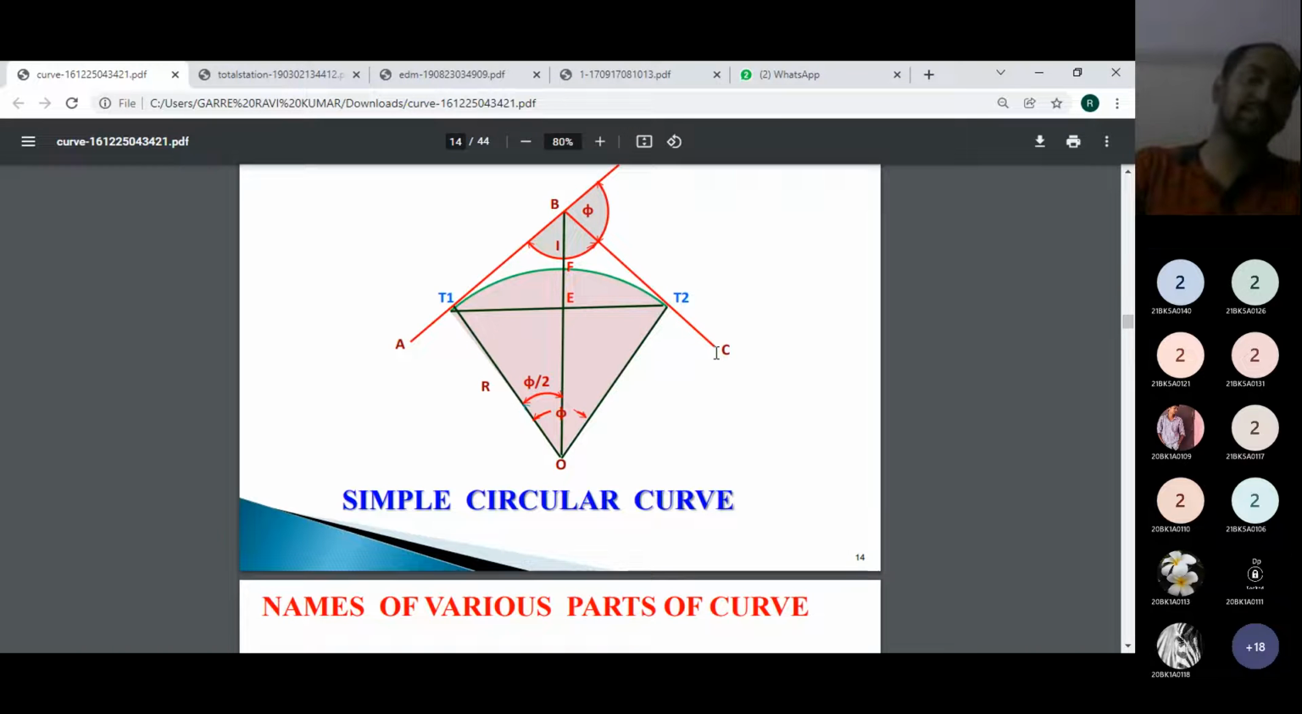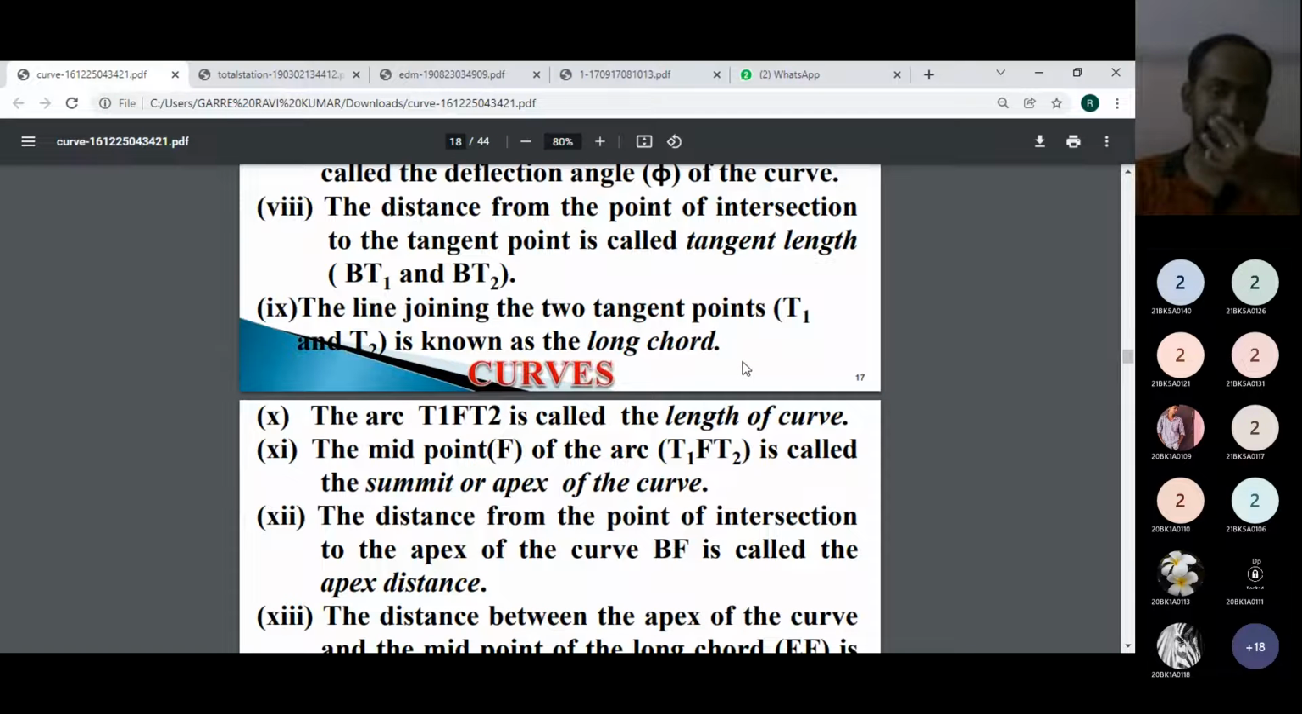By using the tangent length only we are going to set up the T1 point and T2 point. R tan phi by 2 is the formula used to determine the tangent length. It means that the BT1 distance and BT2 distance we have to know. Based on that distance only we are going to set up the point T1 and the point T2 on the two lines, and then we can set up the curve between T1 and T2. Understand now?